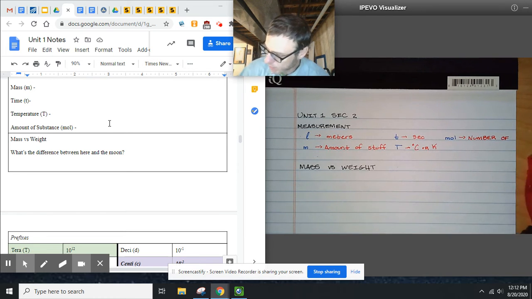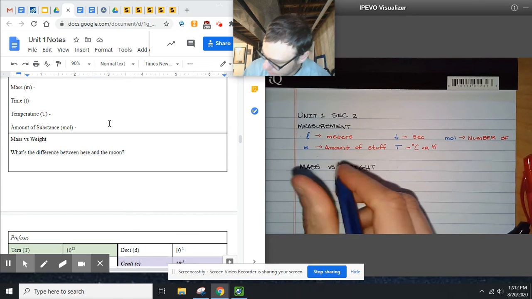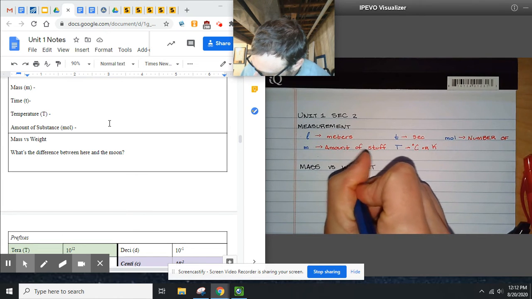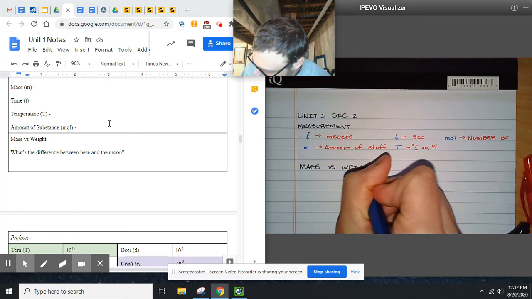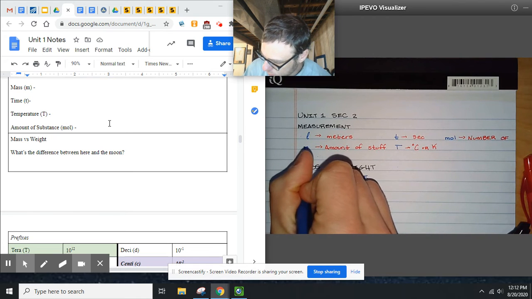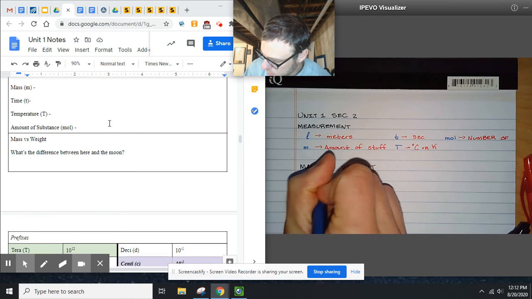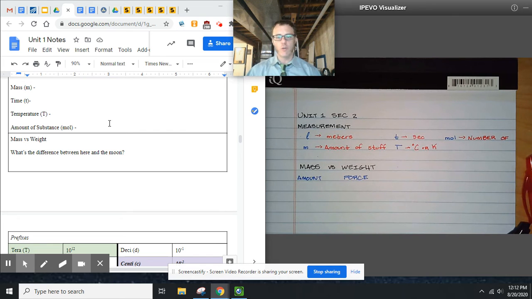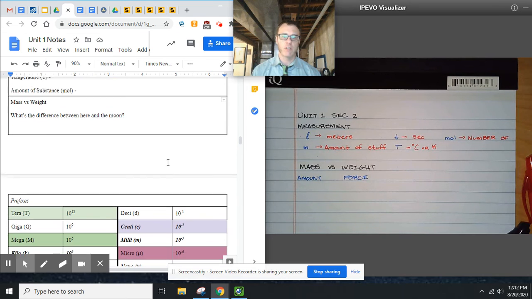Whereas weight, this is a force. All right. So we have right now, weight is a force, whereas mass is an amount. All right. And so this question right here, I want you to think about this because I'm going to ask you when we jump back into class, what's the difference between here and the moon? So Earth and the moon, what's the big difference?